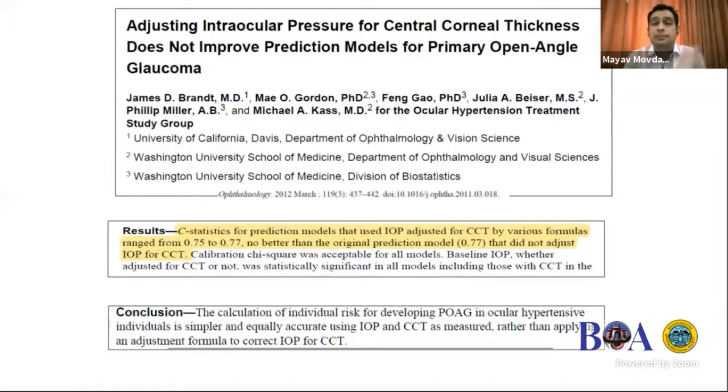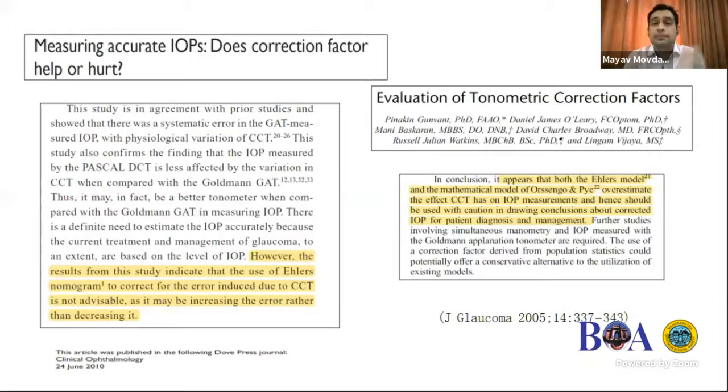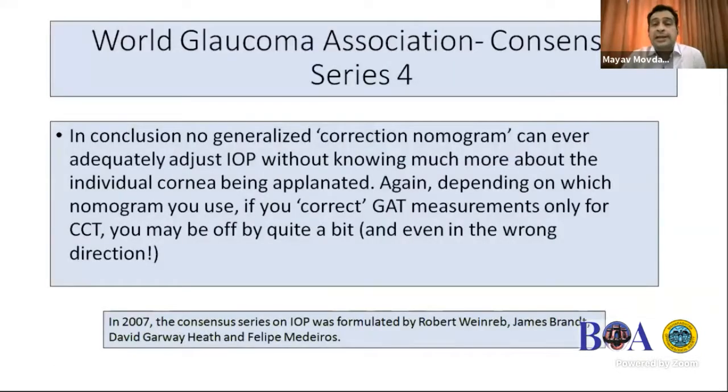In fact, using the Ehlers nomogram may increase your error of getting the correct IOP value, taking you in the other direction rather. And even the mathematical models of Orssengo-Pye do not really give us anything in the IOP compared to what we normally get. So this was all summarized by the World Glaucoma Association consensus, which clearly said in conclusion, no generalized correction nomogram can ever adequately adjust IOP without knowing much more about the individual cornea being applanated. We may be going in the wrong direction, often by quite a bit as well.